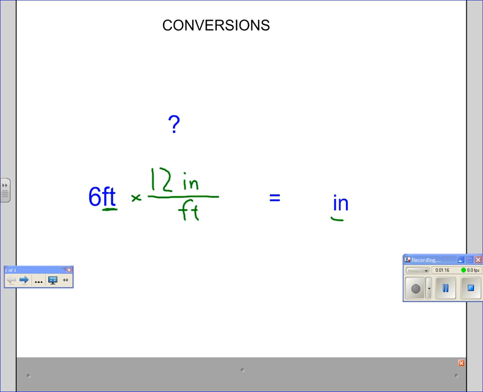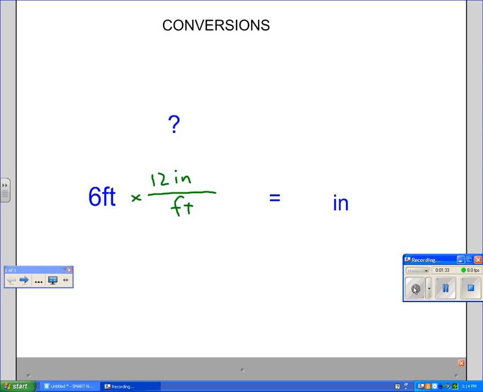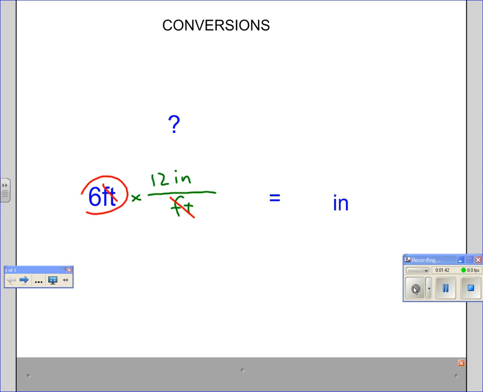We have 12 inches in 1 foot, so this fraction is equal to the number 1. It's not equal to 1 foot. It's not equal to 12 inches. This fraction is equal to the number 1. So now we need to cancel out foot and foot, or feet and feet. This is division because this measurement over here by itself is basically a numerator. Foot, feet in the denominator, and that unit of measurement cancels out. What are we left with? We're left with 6 times 12 inches, which is 72 inches.